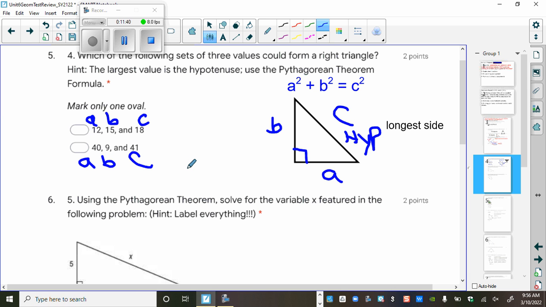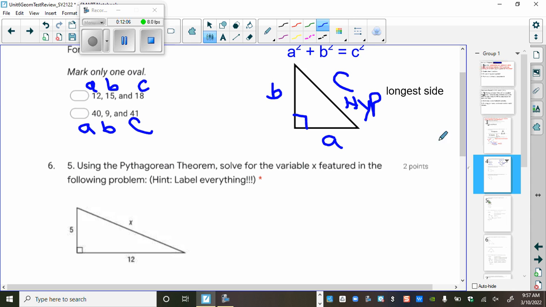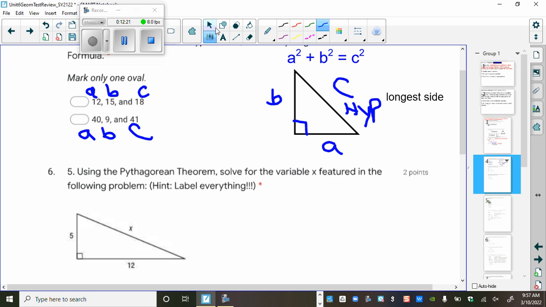So that's how you would do number 4. Basically, plug them in. Do your A squared plus B squared and C squared. Do the same for the bottom. Now, I'm going to give you a few minutes to try this whole page. Because for number 5, or number 6 rather, with this triangle, the 5, the 12, and the X, well, again, you're doing the A squared plus B squared equals C squared deal.